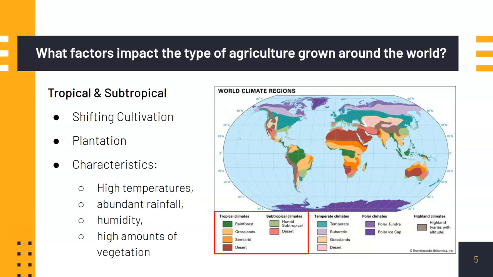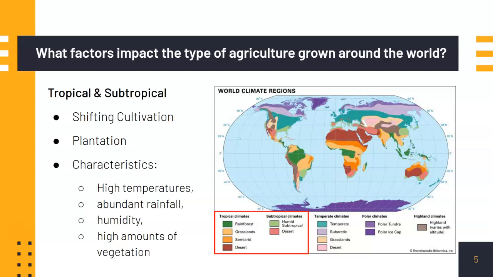Shifting cultivation is a traditional farming method often practiced in tropical rainforests. In this system, farmers clear a small plot of land, usually through a slash and burn technique, and use it to grow crops for a few years until the soil's nutrients are depleted. Once the land becomes less fertile, farmers move to a new area and repeat the process, allowing the abandoned plot to regenerate naturally over time.